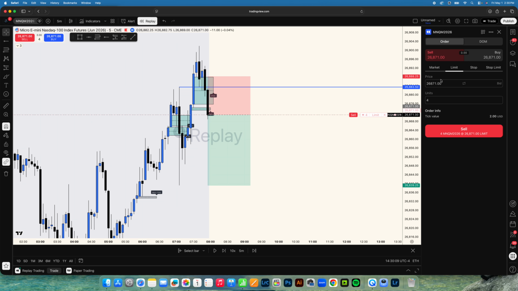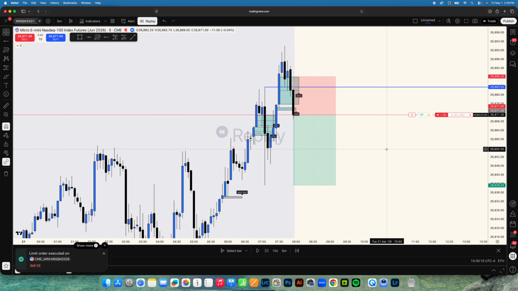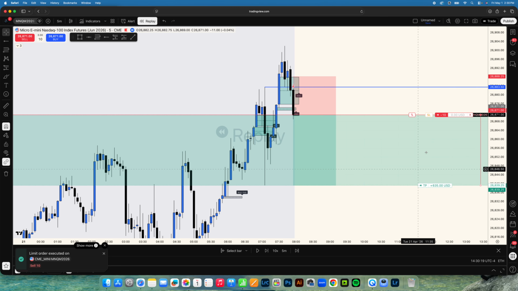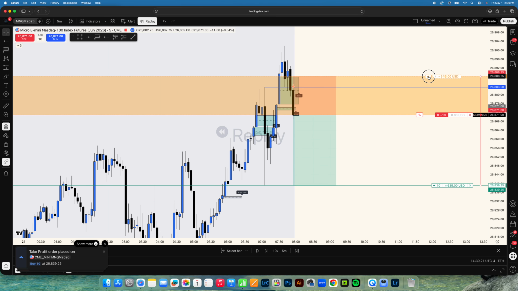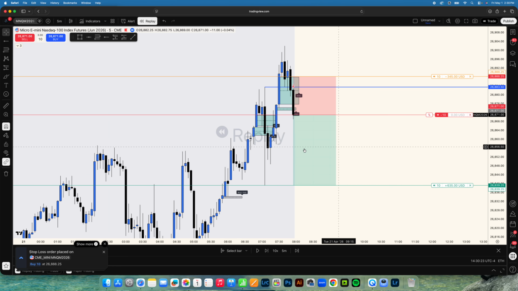We will do, let's say, 10 micros. And we are waiting for price to hit stop loss or take profit. And let's just let this ride. So I'm going to let this play out.